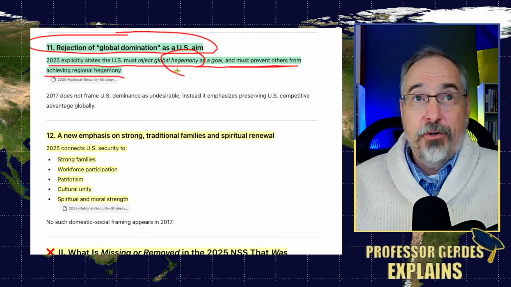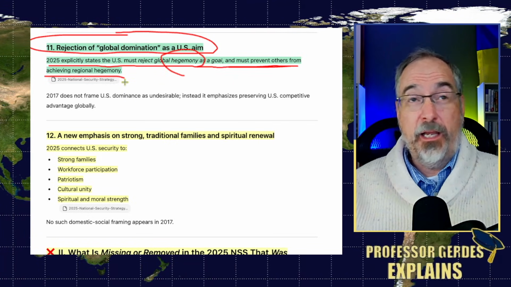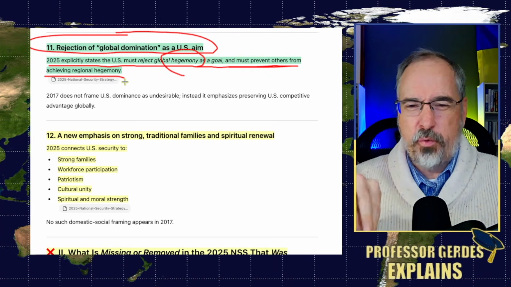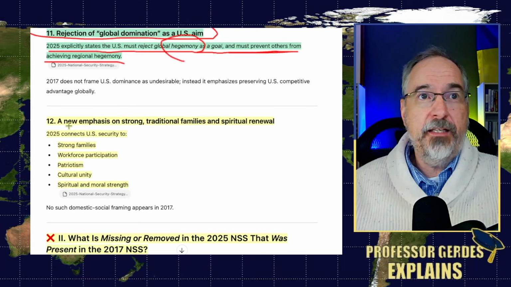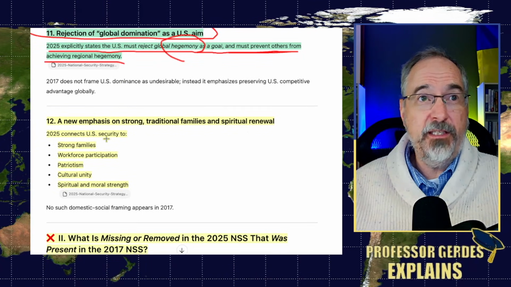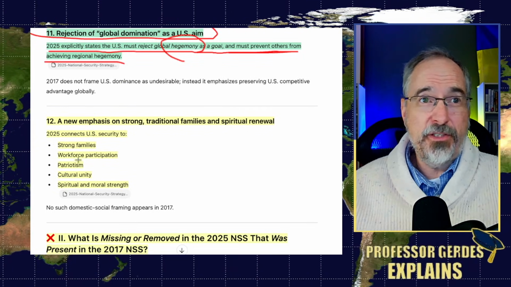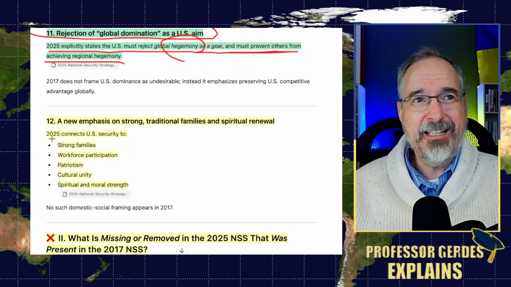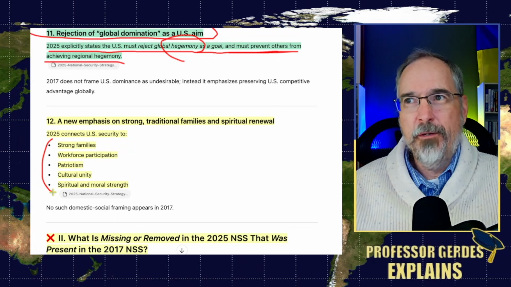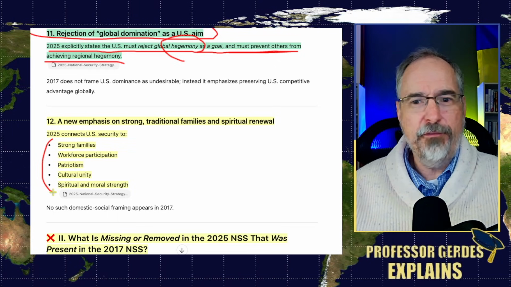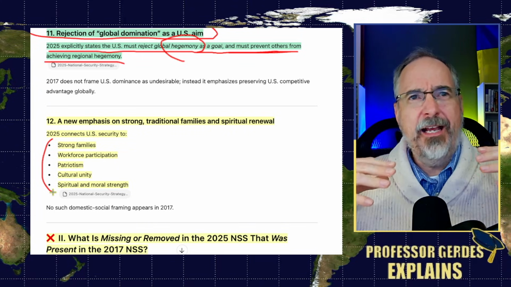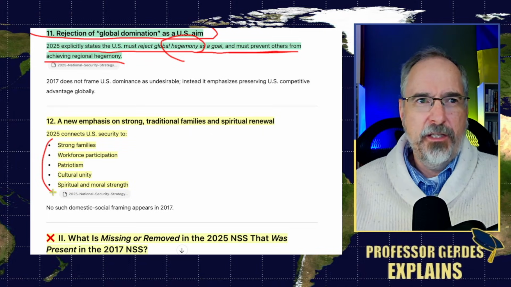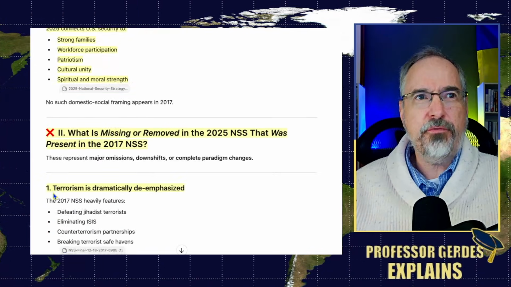So, okay, this is a big shift. I mean, a huge shift, as opposed to, it was a much more status quo in 2017. And a new emphasis on strong traditional families. Okay, that's there. Strong families, workforce participation, patriotism, cultural unity, spiritual and moral strength. Again, I think much of this is a reaction to the last 7 or so years of, as woke arose and DEI and a kind of disdain for the United States. It's just an allergic reaction to that.